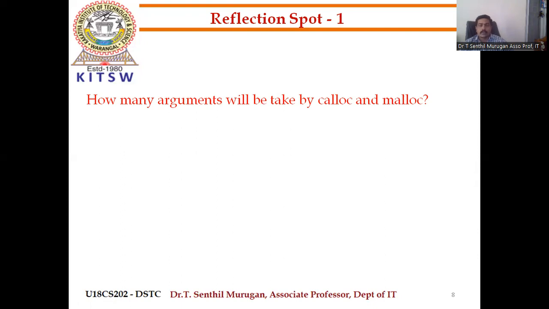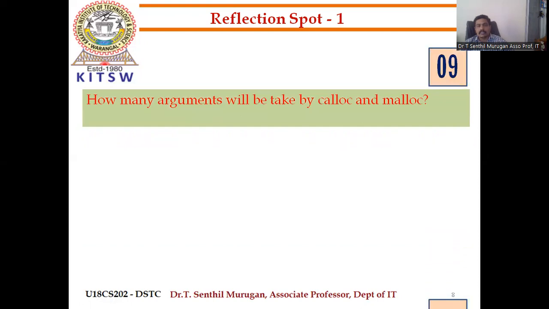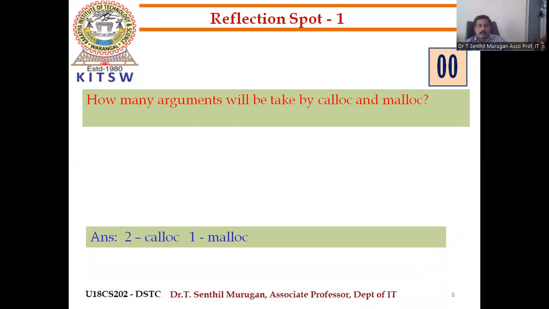I hope you have written the answer. If your answer is correct, you can proceed further. Otherwise, you can go back and watch the video once again. For the calloc function, we have to pass 2 arguments. For the malloc function, we use only 1 argument. This is the right answer. If you have written the correct answer, we can proceed further.